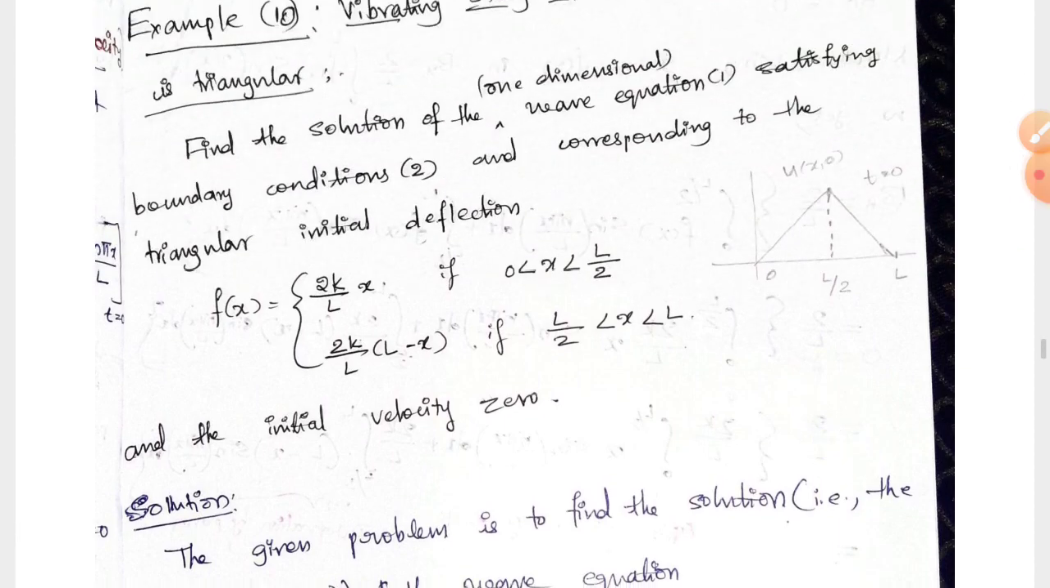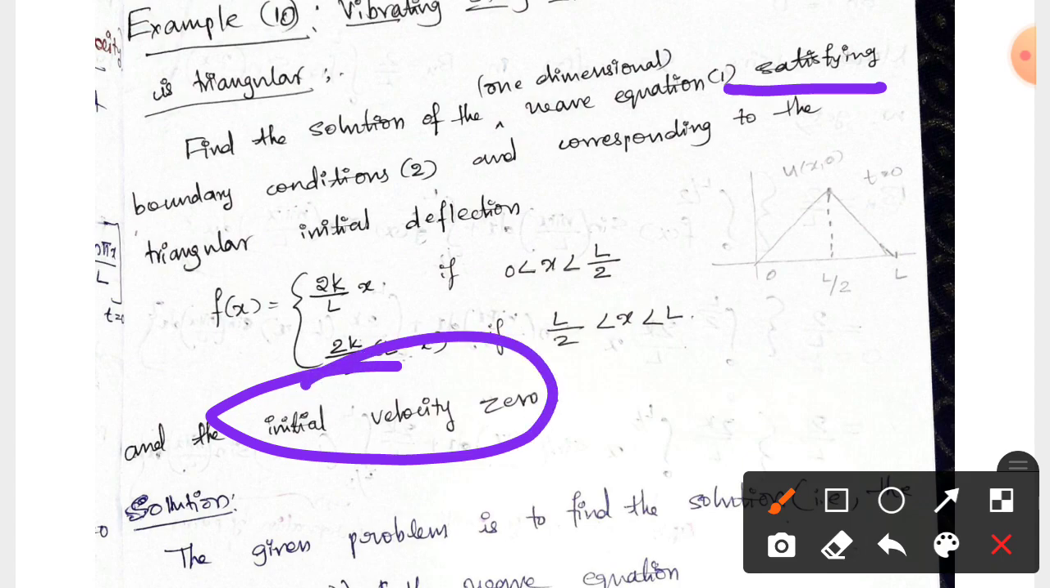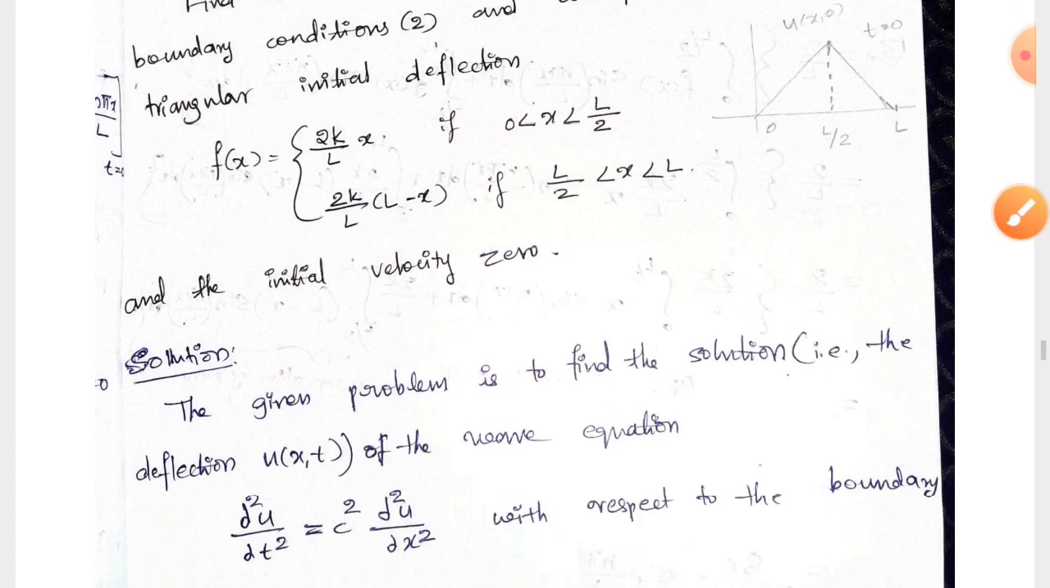So what we have to find is the solution of the one-dimensional wave equation, and we have the formula for it. What are the given conditions? It satisfies the boundary conditions, the initial deflection f of x is given, and the initial velocity is also 0.